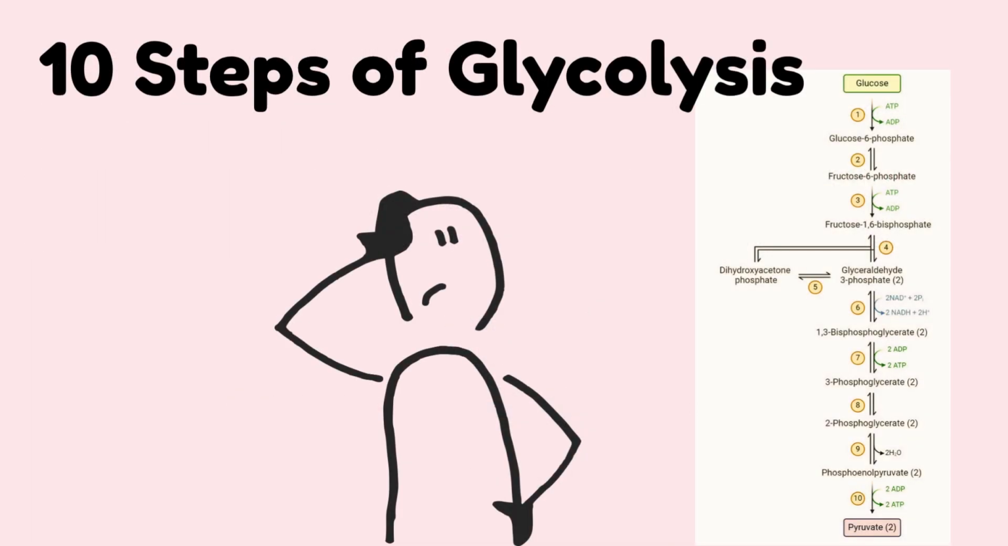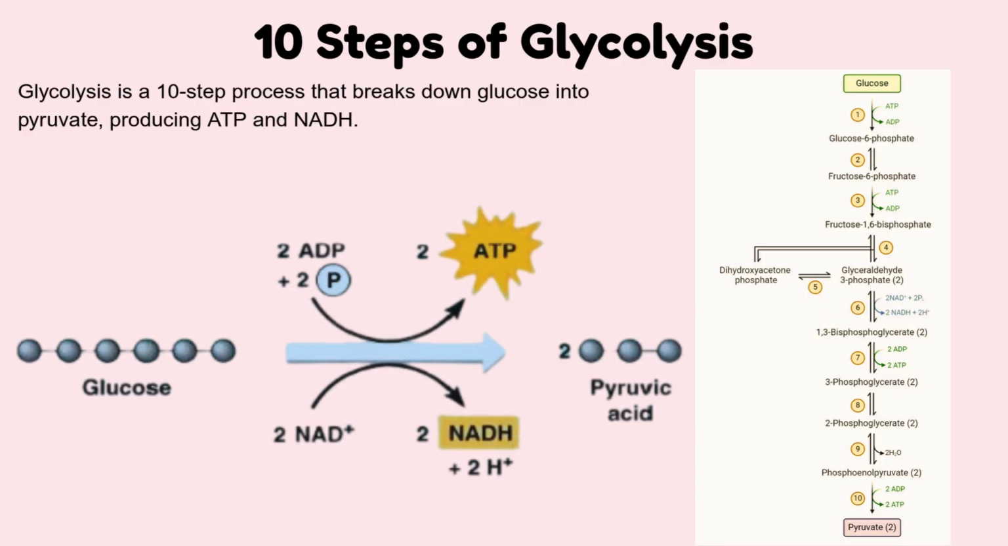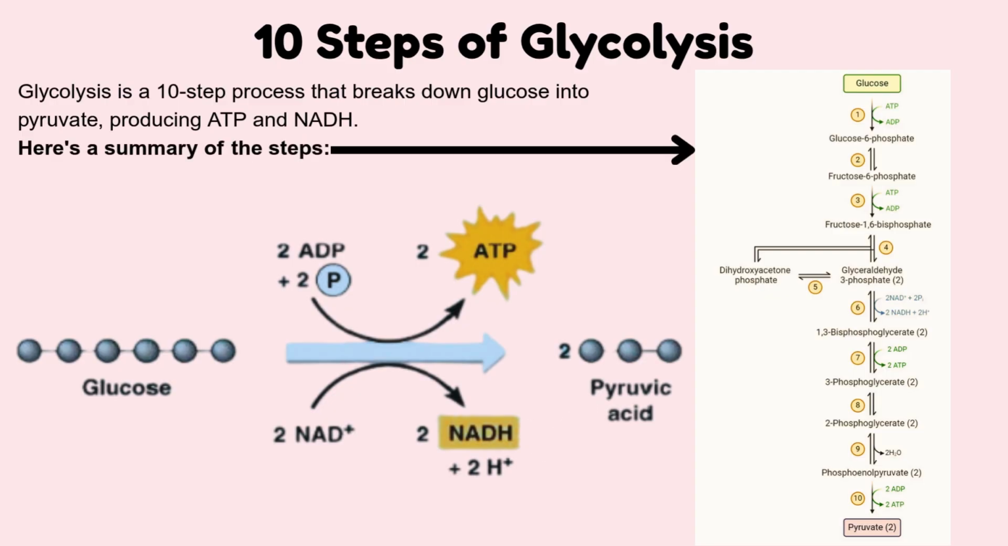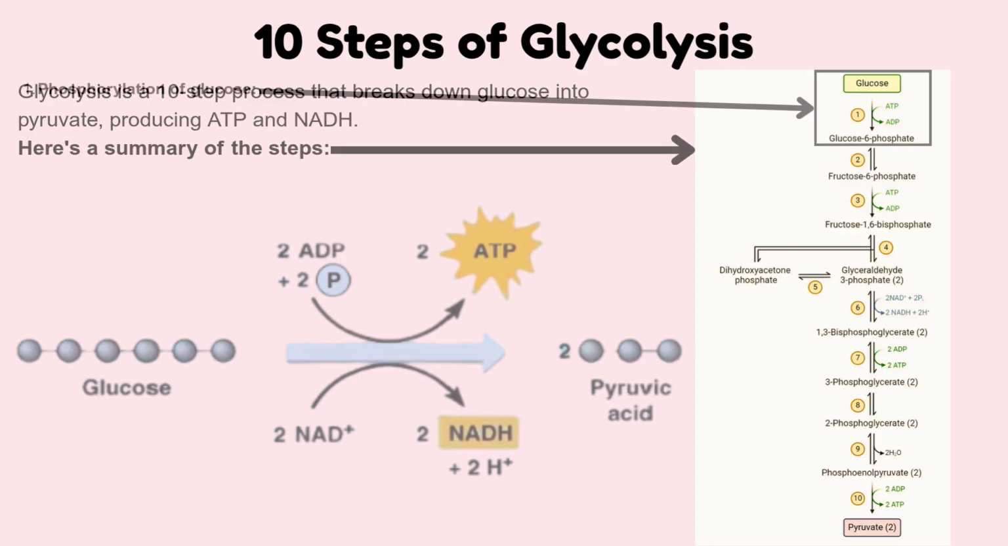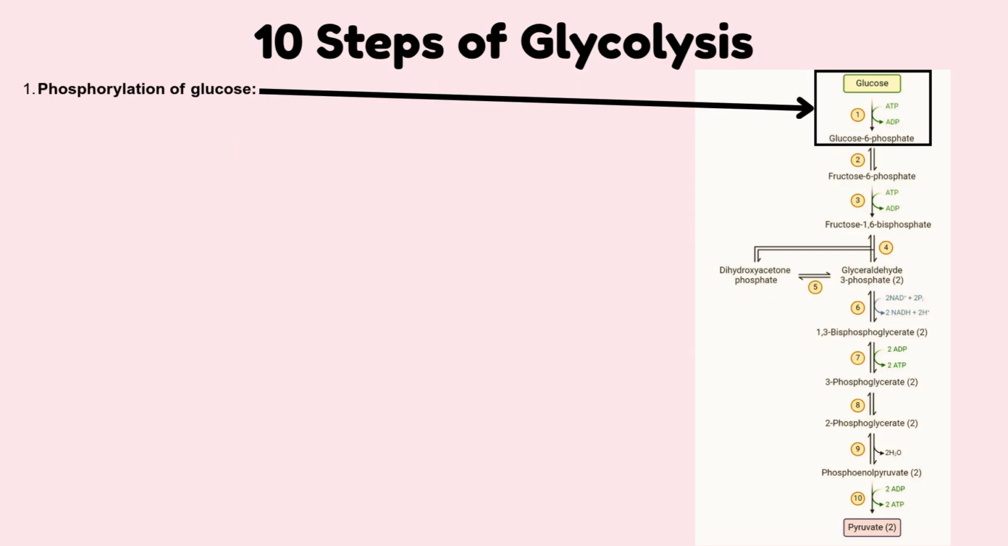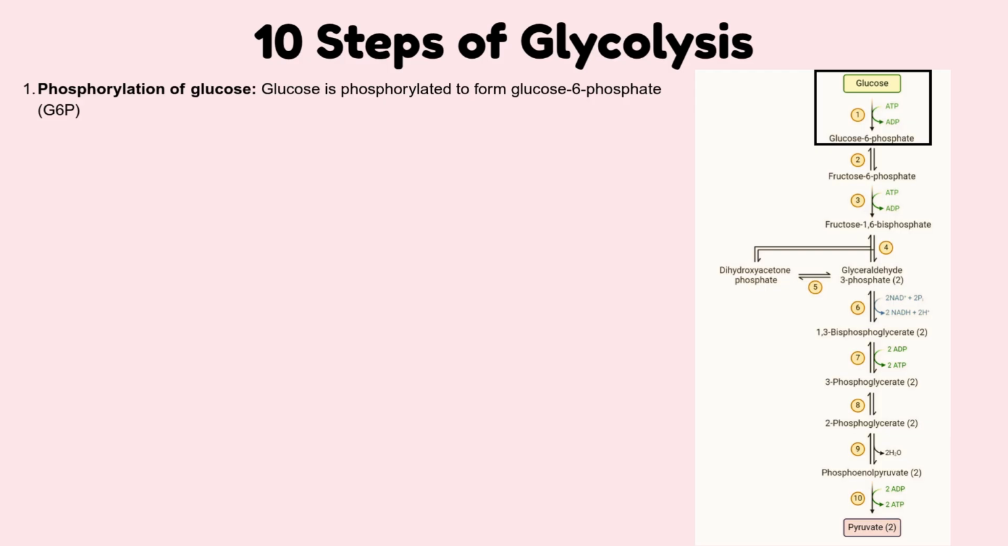What are the 10 steps of glycolysis? Glycolysis is a 10-step process that breaks down glucose into pyruvate, producing ATP and NADH. Here's a summary of the steps. The process begins with phosphorylation of glucose. Glucose is phosphorylated to form glucose 6-phosphate, using ATP with the enzyme hexokinase.